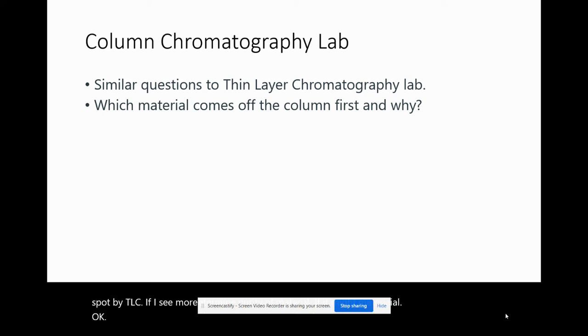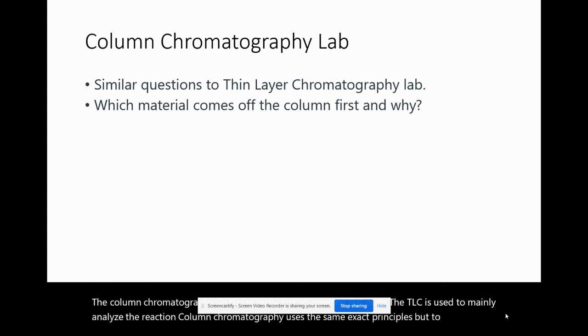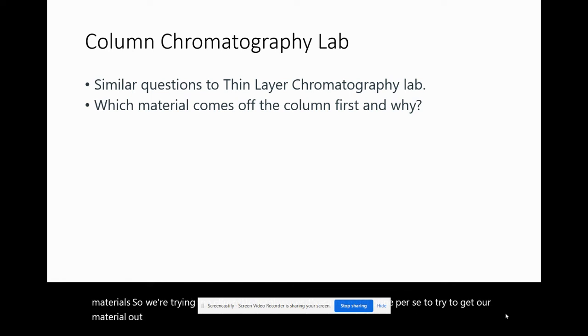Okay. The column chromatography. So this is really just an inverted TLC plate. The TLC is used to mainly analyze the reaction. Column chromatography uses the same exact principles, but to isolate materials. So we're trying to collect the fractions. So it's a larger TLC plate, per se, to try to get our material out. The material that'll come off the column first is the least polar material. The more polar materials are going to stick to the column and require a longer time to come off.